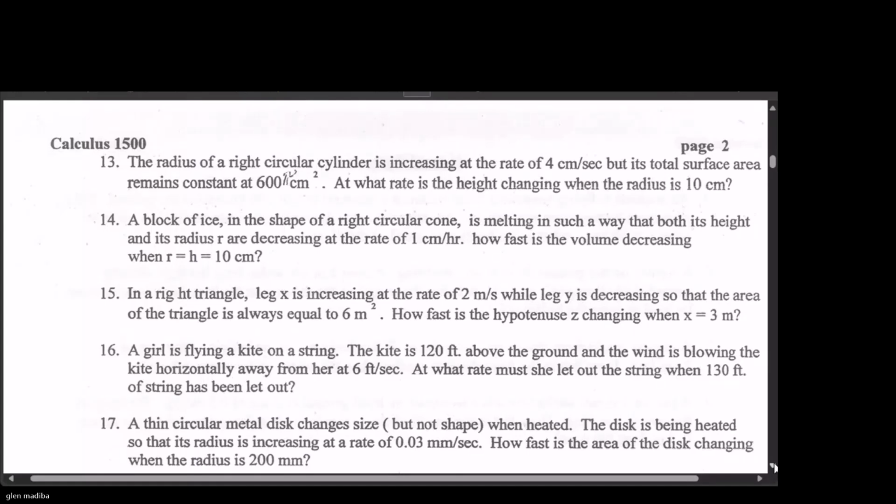Are we not finding the rate of change of area? We are given the rate at which the radius of a circular metal disc is increasing, which is 0.03. And we are also given a radius where r is equal to 200 millimeters. So now, what are we looking for? The rate of change of the area. Yes. Guys, did you hear that? Yes, yes.